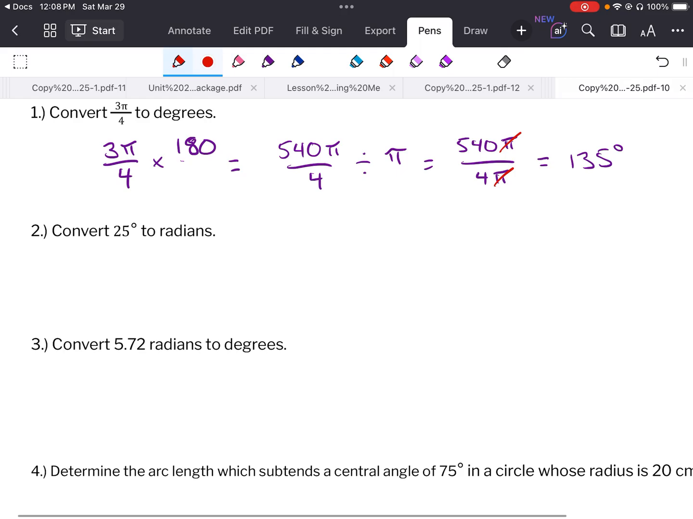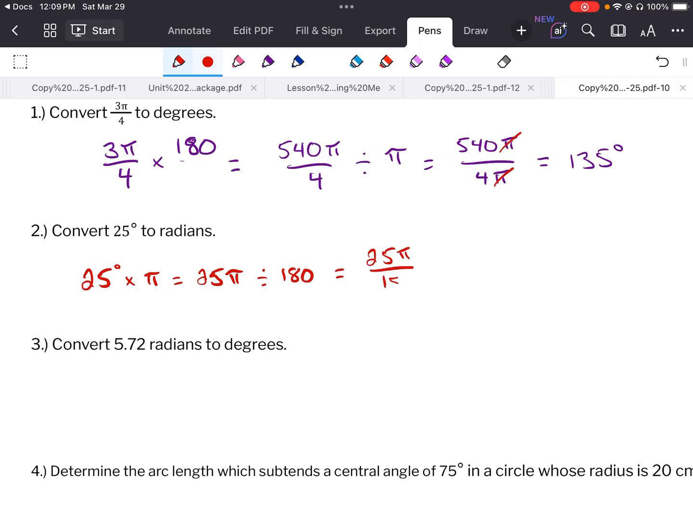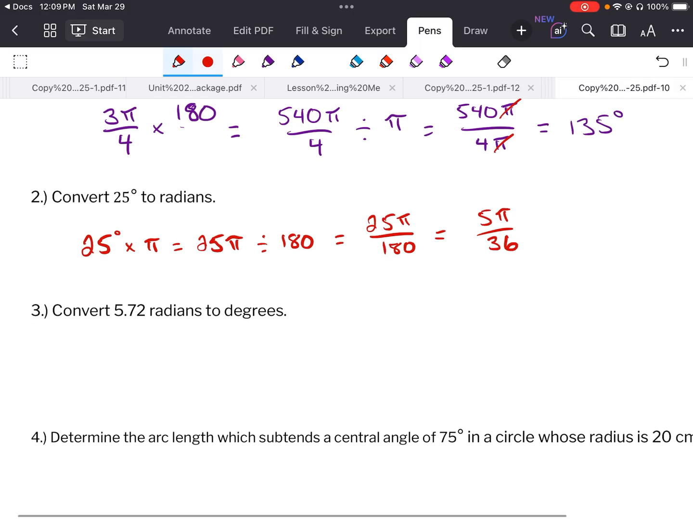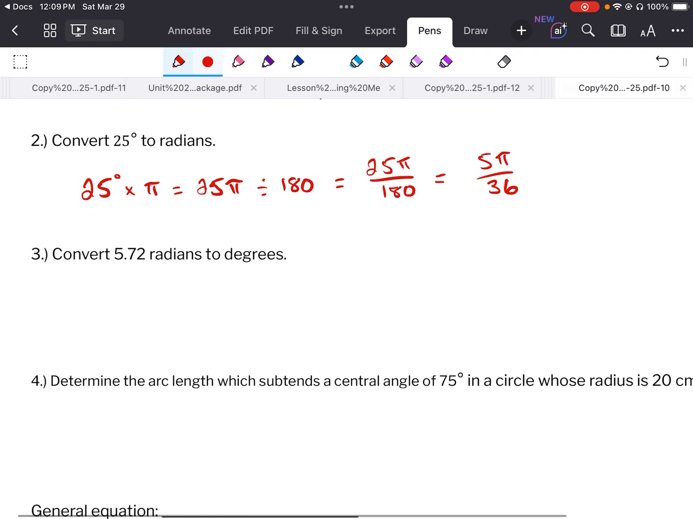Okay, going from degrees to radians. So 25 degrees in radians, so we have 25 degrees multiplied by pi, then divided by 180. So we have 25 pi over 180. And 25 over 180 simplifies to 5 pi over 36. Okay, and I'm showing everything step by step. You could just probably do the multiplying and dividing all at once.